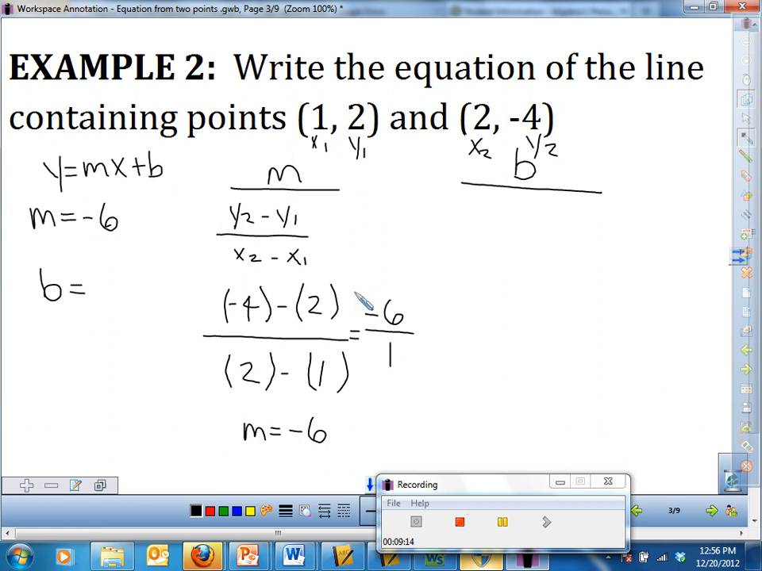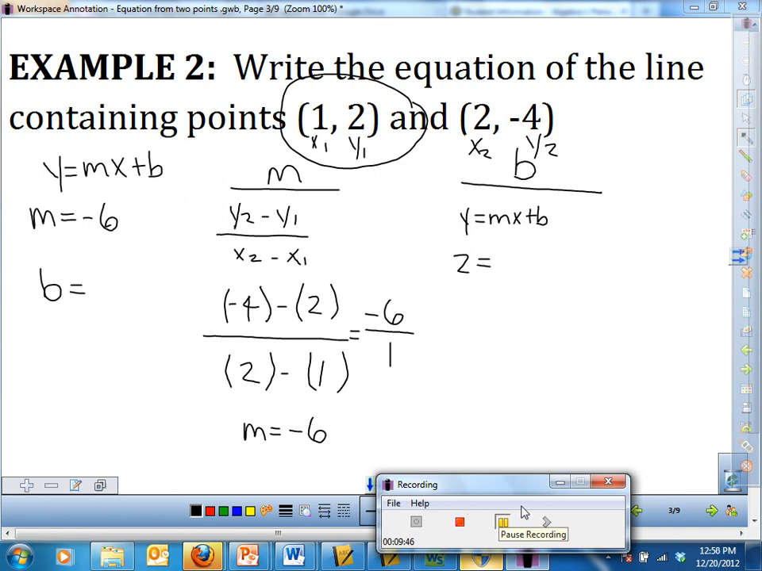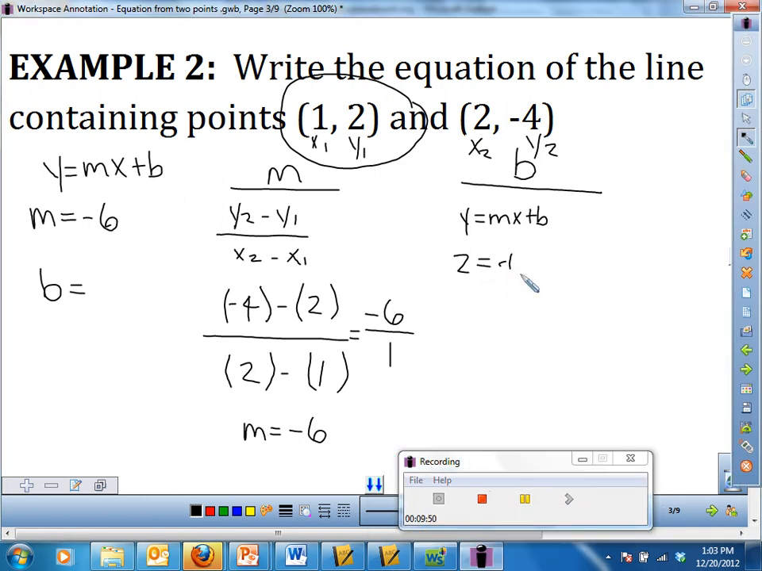Now I still need to find b, so I'm going to pick one of my points. I'm going to pick this point because it has 2 positive numbers, and it's just a little bit easier if I use positive numbers. So I'm going to go ahead and write my equation. y equals mx plus b. I know that the y value in my point is 2. I just found that m was a -6. My x value in my point was a +1. And I'm going to bring down my plus b because I haven't found it yet. I'm going to go ahead and simplify. This 2 can be brought down. Negative 6 times 1 is negative 6. I'm going to bring down my plus b.